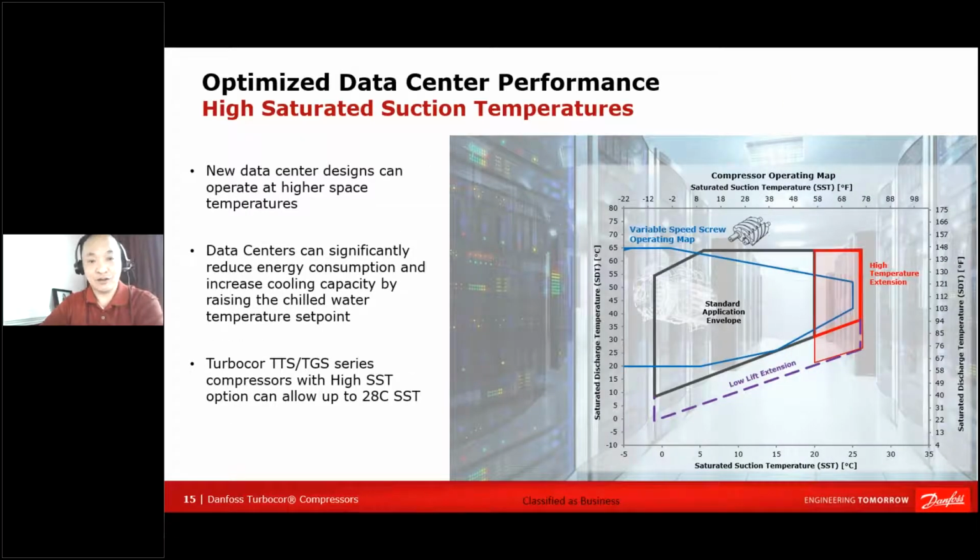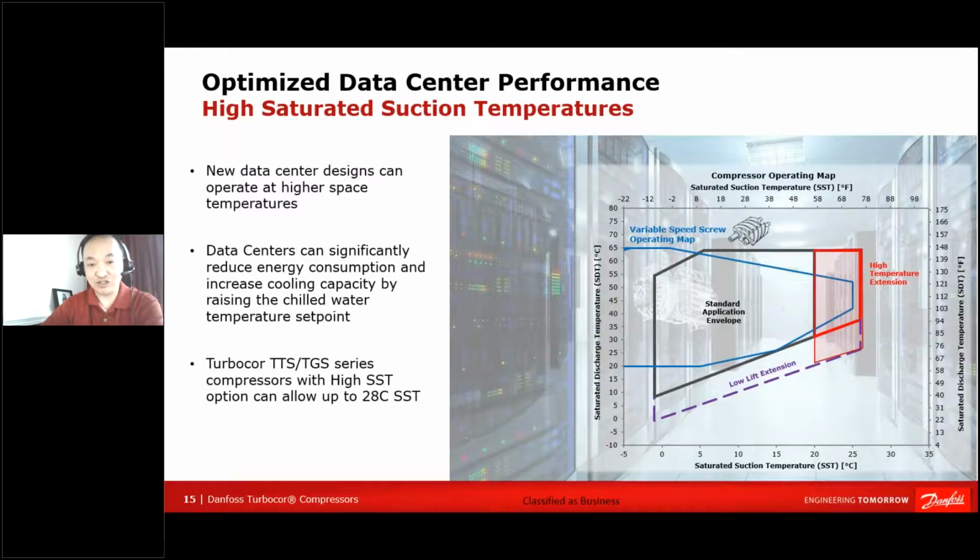Okay, the next thing to consider with regards to oil-free compressors is that Turbocor recently announced a new enhancement to our operating map, which allows for high saturated suction temperature conditions. What we have seen over recent years is that data centers are becoming more robust. The allowable space temperatures at which data centers can operate are tending to go higher and higher. This is the result of computer server equipment being designed to withstand higher temperatures. By raising the set point of the space temperature inside the data center, it enables significant cost savings to the end user.